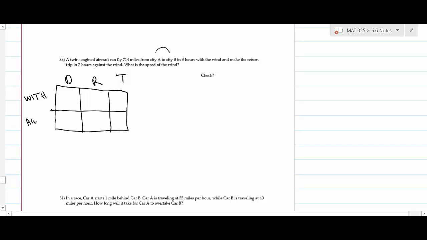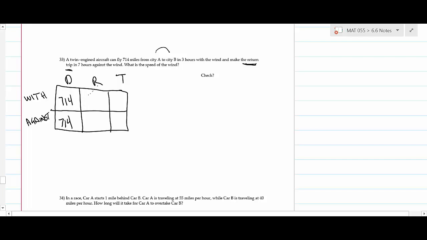So we're going to have a row for with the wind and a row for against the wind. Okay? So here's what it says. It says the trip is 714 miles, but then it says you can make the return trip, which means it's the same trip. So what would that tell you? Same distance. That's what's the same in this problem. But I also gave it to you. So this problem is going to go back in time to what we did several weeks ago.